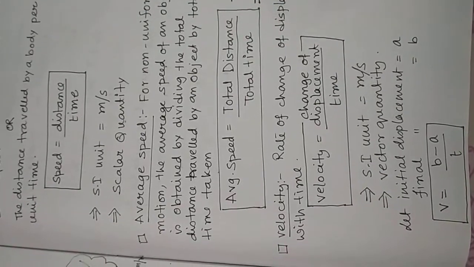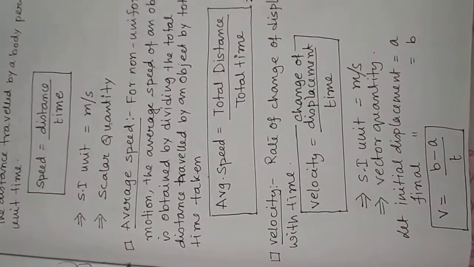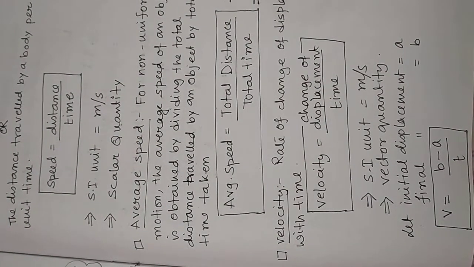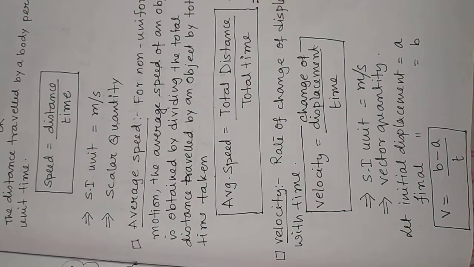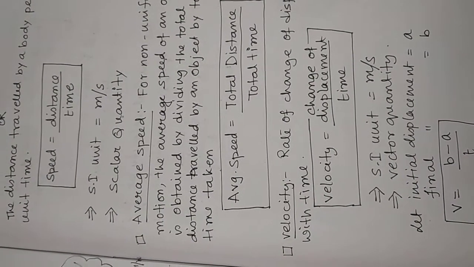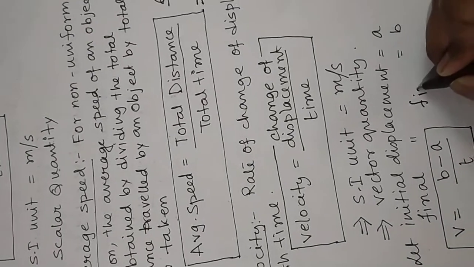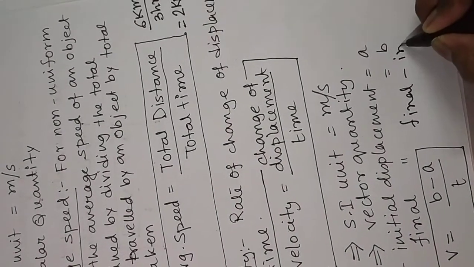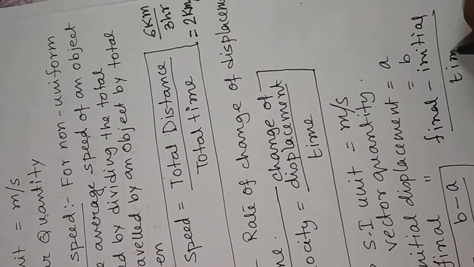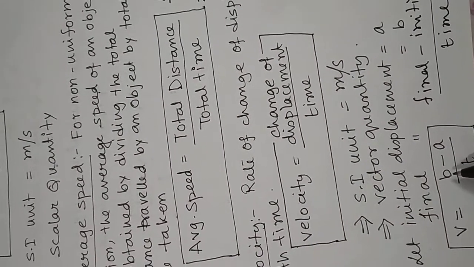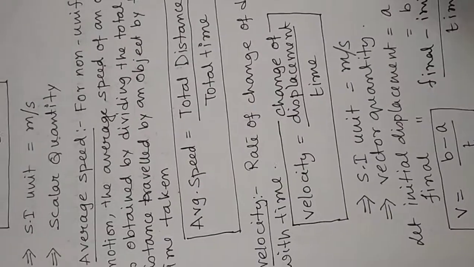Now let the initial displacement of any body be A and the final displacement be B. So the velocity of the body will be final minus initial by time, that is change. You have to change the displacement. So displacement, if you change it, it will be final minus initial by time, that is final displacement here is B, initial displacement is A, divided by time T.